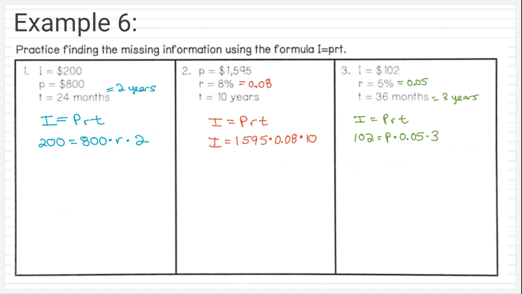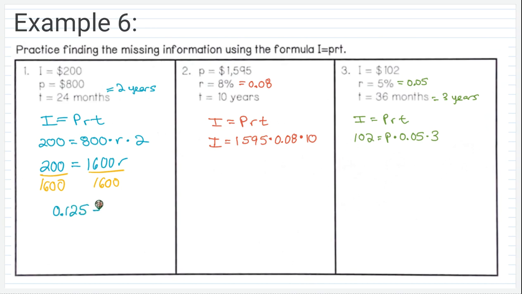And then it's just a matter of, again, simplifying what we have over here on the right-hand side of our equation so we can actually do the 2 times 800 to get 1,600. And so our equation is going to look like 200 equals 1,600r. And then we just have one more step, which is to divide both sides by that 1,600 that r is being multiplied by. 200 divided by 1,600 is going to give us an answer of 125 thousandths.